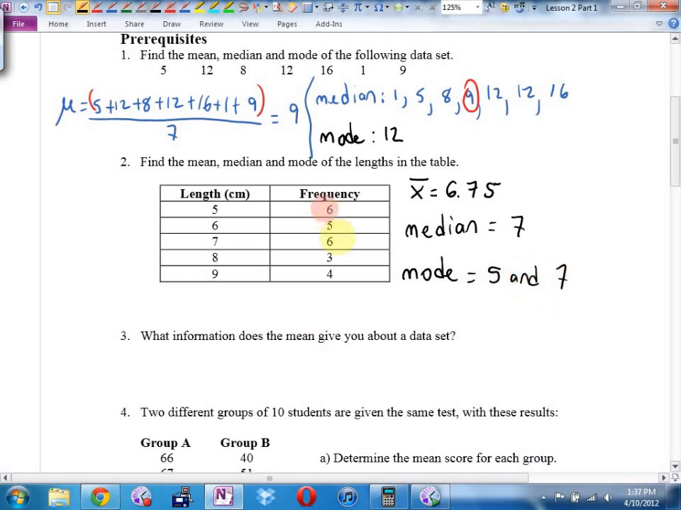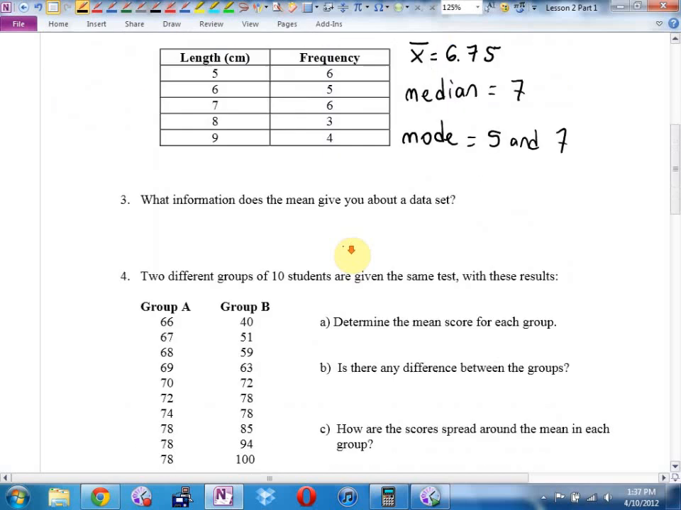Mode is easy to find from a frequency chart. You just find the 2 biggest frequencies. The other ones are a bit trickier, but doable. So you can do these by hand. But I think today is the day I'll make you all converts to saying, I'd like to use the technology.